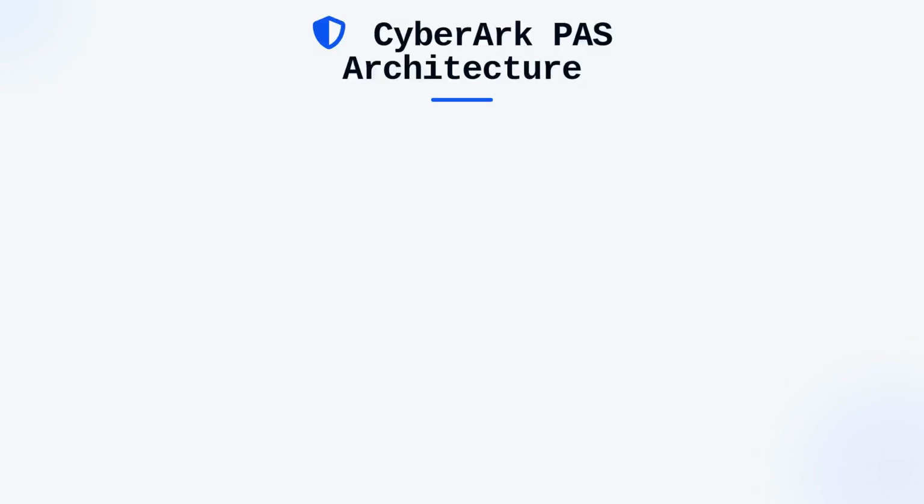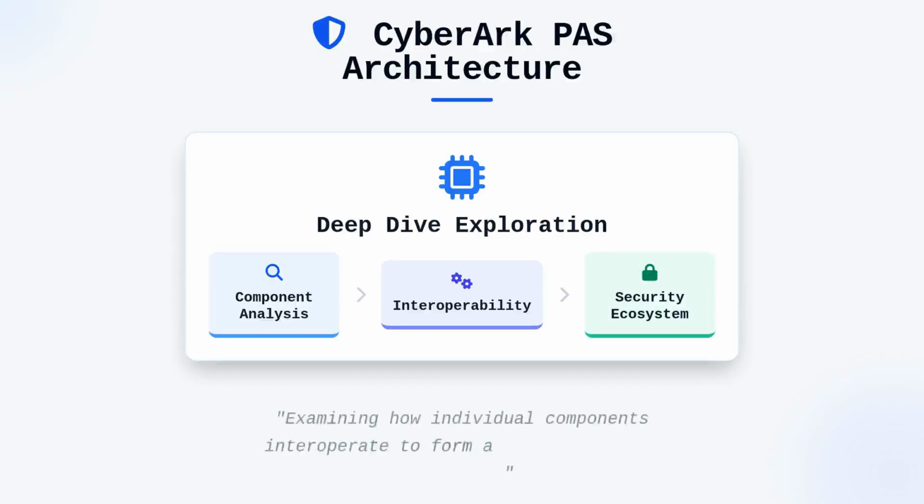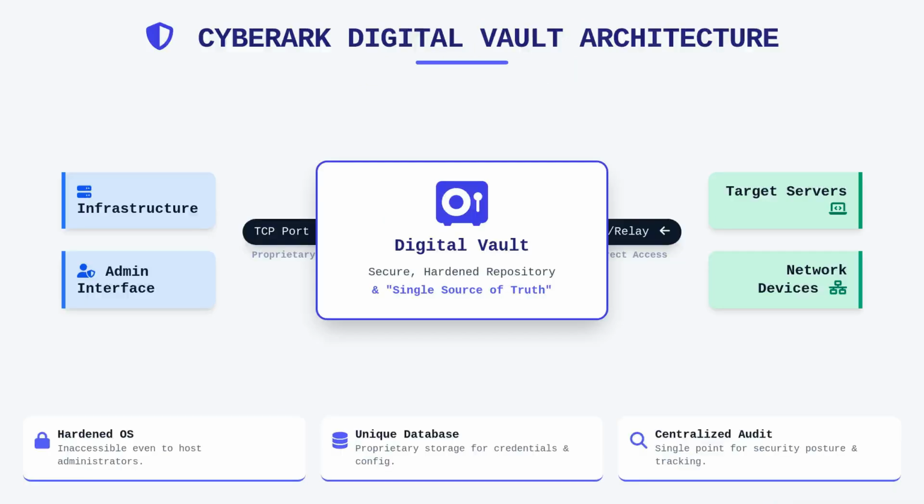Welcome back. In this lecture, we will perform a deep dive into the CyberArk Privileged Access Security Architecture and examine how individual components interoperate to form a robust security ecosystem. At the heart of the CyberArk infrastructure lies the digital vault, which serves as the secure, hardened repository for all privileged credentials and configuration data. The vault is a proprietary server that utilizes a unique database and a hardened operating system to ensure that data remains inaccessible to unauthorized entities, even those with administrative rights on the underlying host.